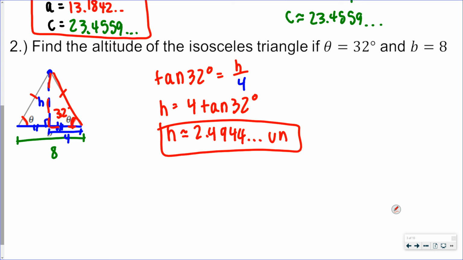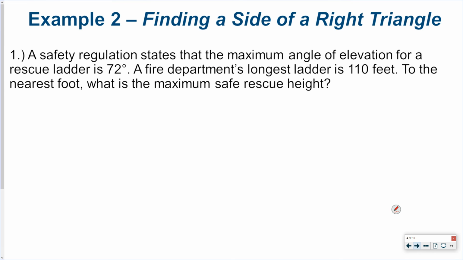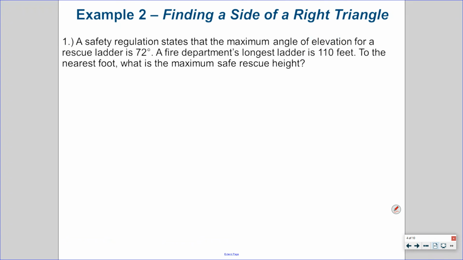Now we're just going to do a couple application problems. We'll start off easy with ones where we're finding the side, and then we'll get a little bit harder. We've done ones like this before. A safety regulation states that the maximum angle of elevation for a rescue ladder on a fire truck is 72 degrees. A fire department's longest ladder is 110 feet. To the nearest foot, what is the maximum safe rescue height?